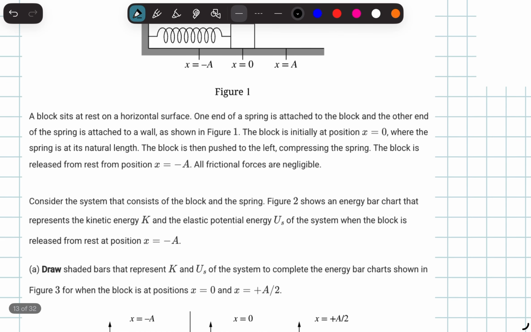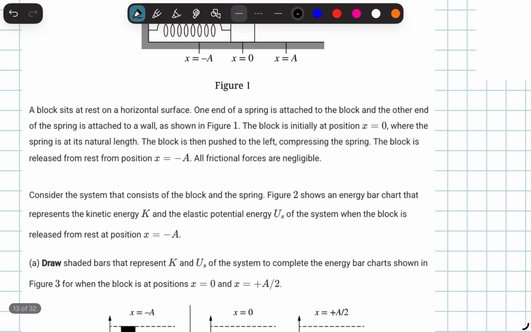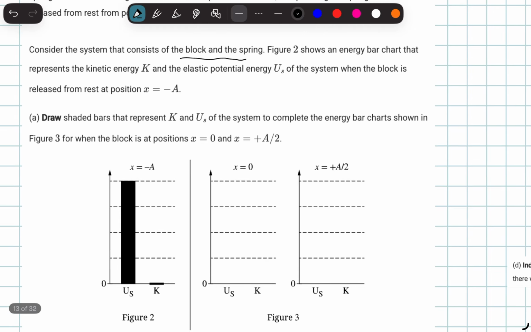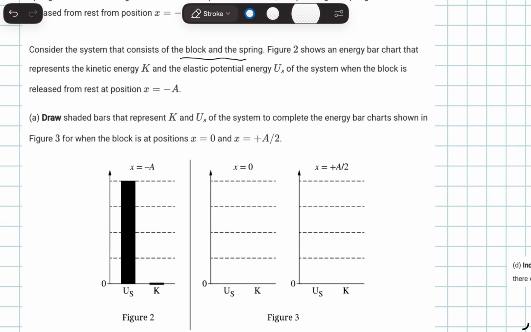The block is then pushed to the left, compressing the spring. The block is released from rest from the position x is equal to negative a. All frictional forces are negligible. Consider the system that consists of the block and the spring. Figure 2 shows an energy bar chart that represents the kinetic energy and the elastic potential energy of the system when the block is released from rest at the position x is equal to negative a.